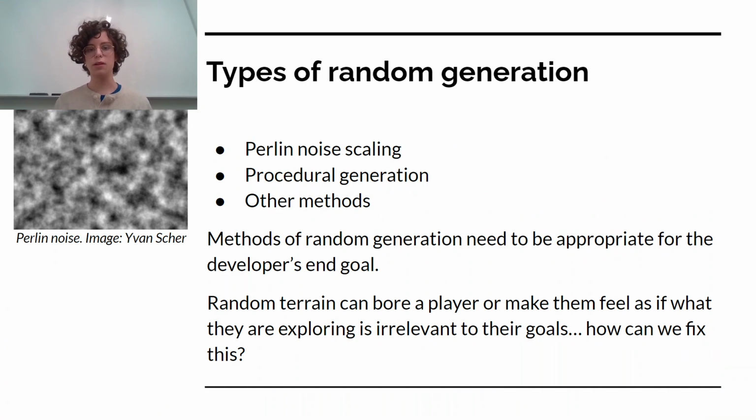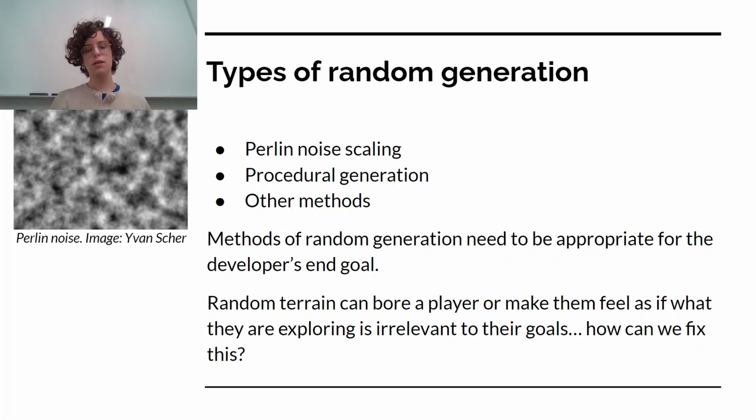So there are many different types of random generation methods. One of them is what's called Perlin noise scaling. The image you can see on the left side of this slide is Perlin noise. And if you imagine the dark areas to be like mountains or areas of high elevation, and the white areas to be valleys or low elevation, you can see how this random noise could correspond to terrain.